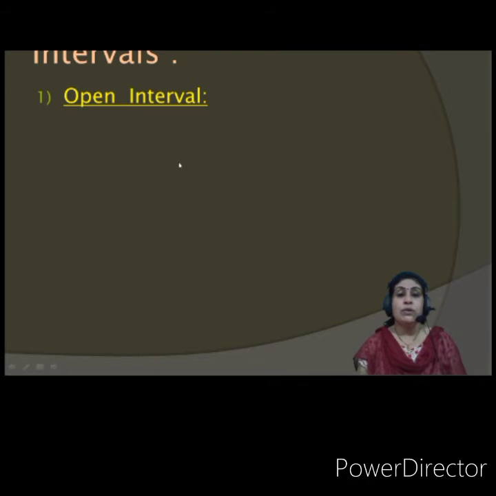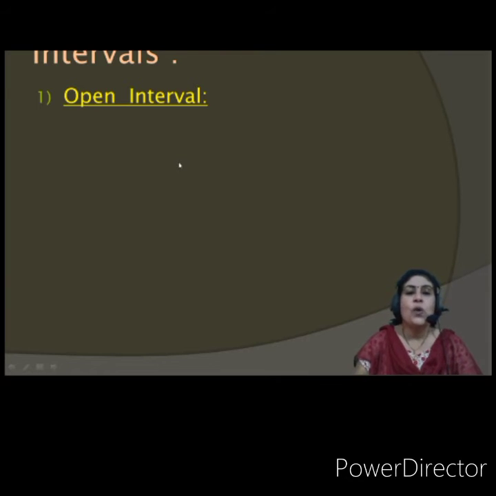Then when you solve examples using BODMAS rules, there are different kinds of brackets, if you all remember. So why those different kinds of brackets? There is a reason behind this. I hope that will be clear once you study these intervals.